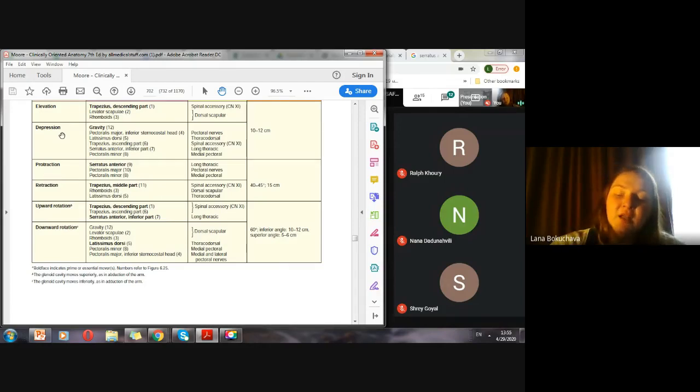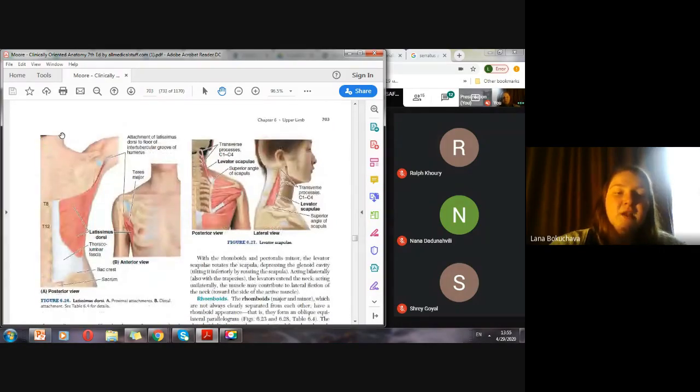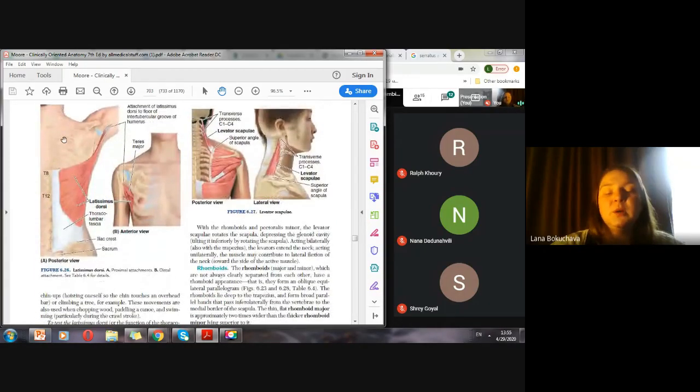So here, particularly when we see the latissimus dorsi and trapezius muscle, we need to know their attachment, the action, as well as how they are classified. We can classify them as the extrinsic muscles of the back, or simply the superficial posterior axio-appendicular muscles.